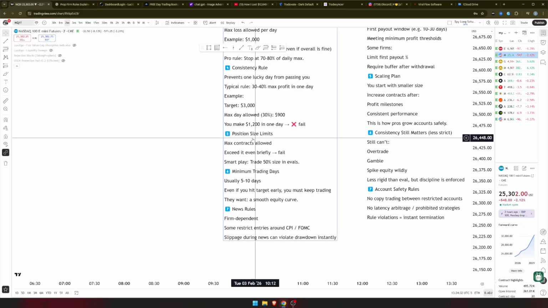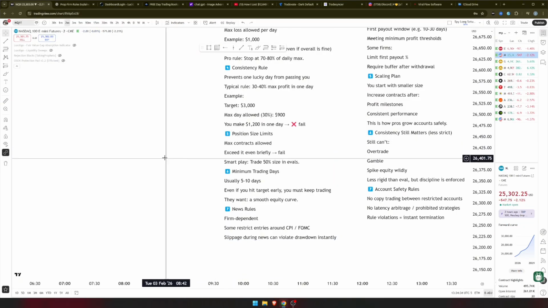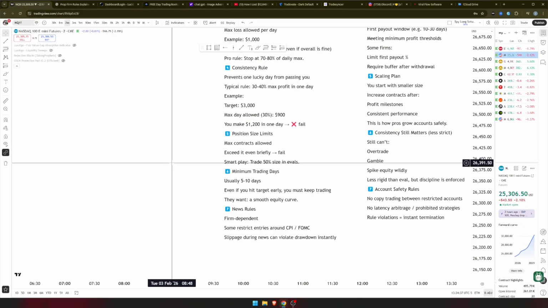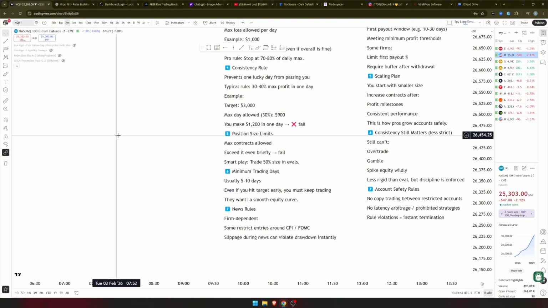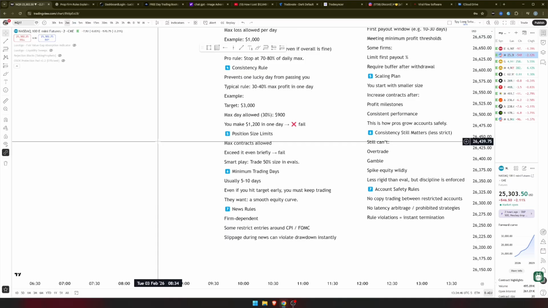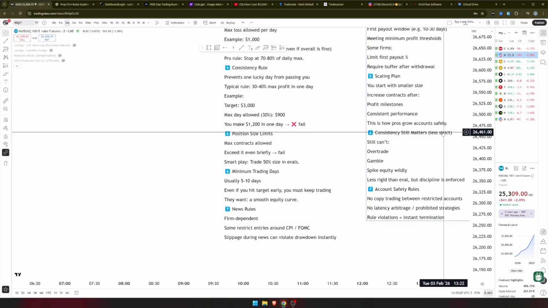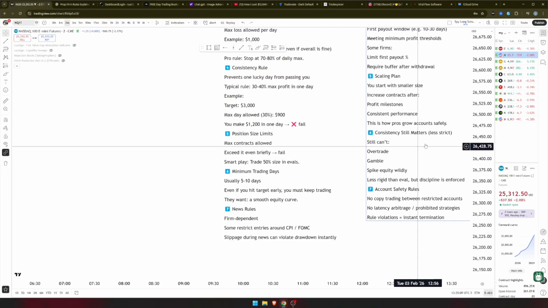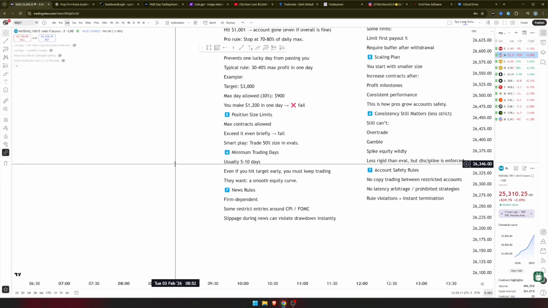All right, so for your position sizing, the max contracts that you're allowed, you can't exceed that. Even if you do it briefly, that means you failed the account. If you're only allowed to trade 10 contracts, most of them are 5, some are 4, but I know Apex has 10 minis that you're allowed to trade. You can't go over that because if you go over that, you're going to blow the account. Some also do that in the fundeds, but we'll go over the funded so you understand the rules with that as well.